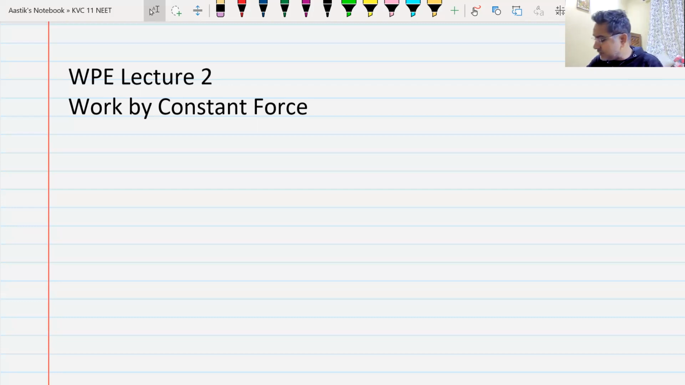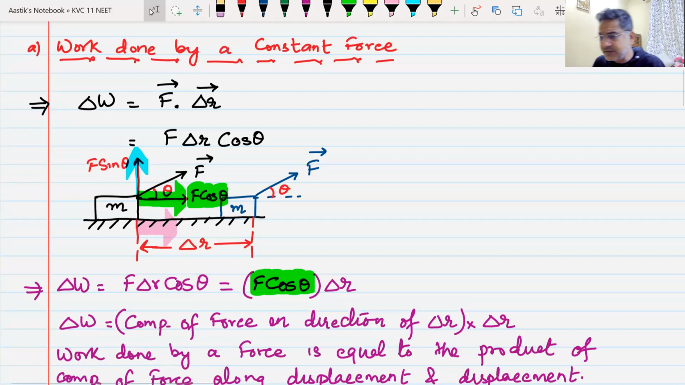In the previous lecture, we had seen the work done by a force. What is work done by a force? It is the dot product of force with displacement, or you can write it as force into displacement into cos theta, where theta is the angle between force and displacement. We had seen that it is a scalar quantity and it depends whether it is positive or negative.